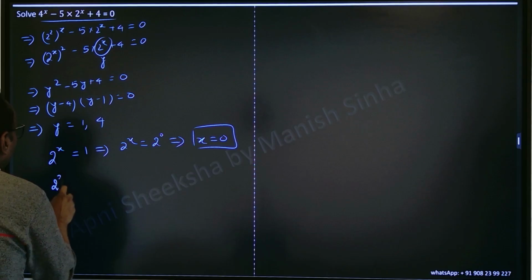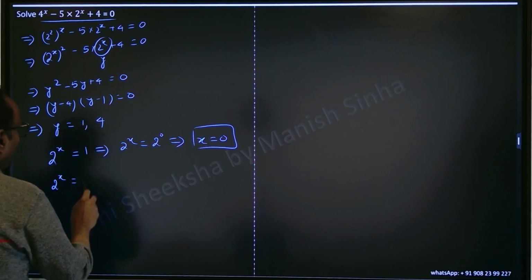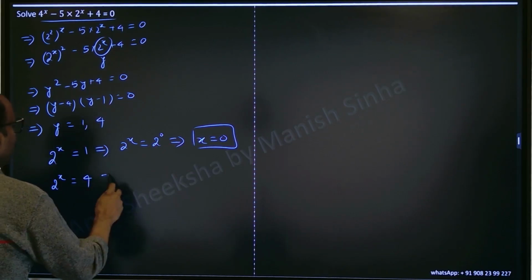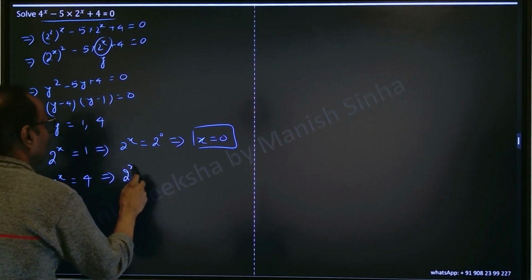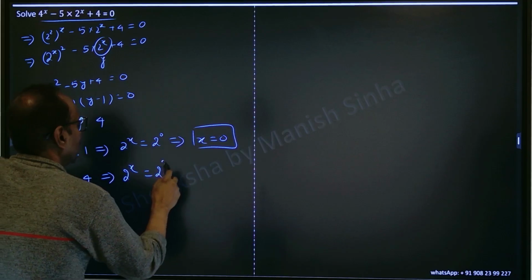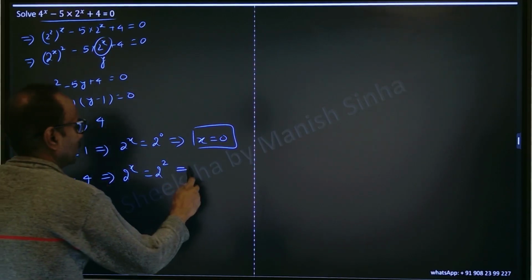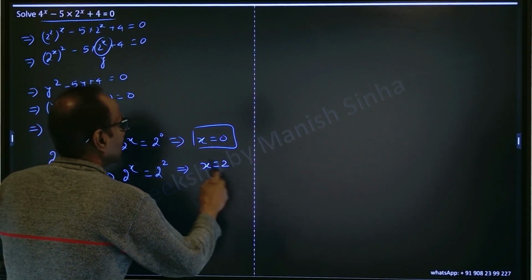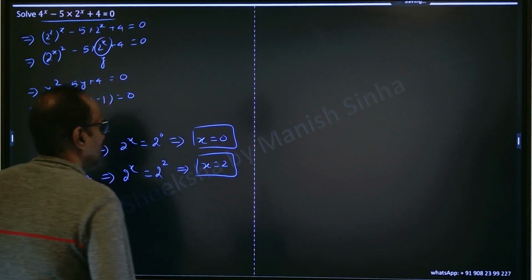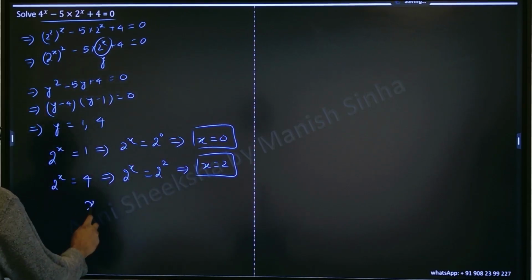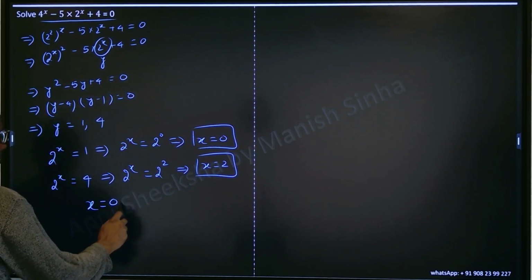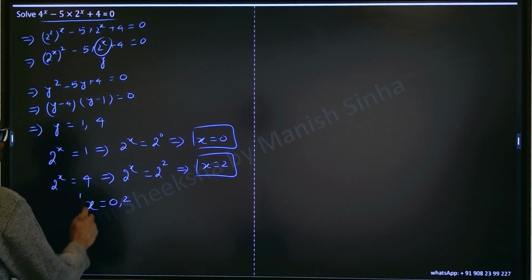When y is equal to 4, meaning 2 to the power x is equal to 4, again you will be doing the same thing. 2 base, from identity x is equal to 2. So your answer will be x is equal to 0 and 2.